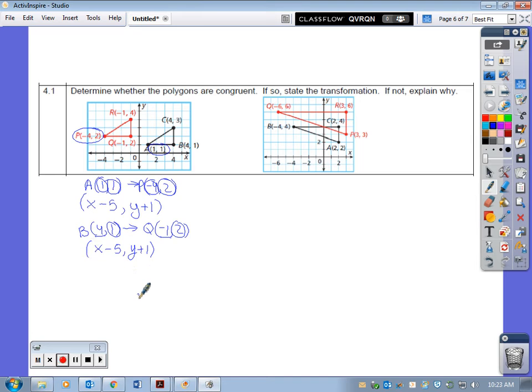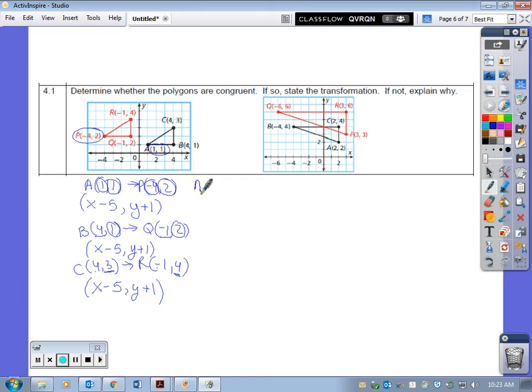So far, it's looking like that might be the pattern. Okay, and then our C, to go from (4, 3) to our R, (-1, 4). Let's see if our pattern continues. So 4 to -1 is subtracting 5, and from 3 to 4 is adding 1. Okay. So these two figures are congruent.